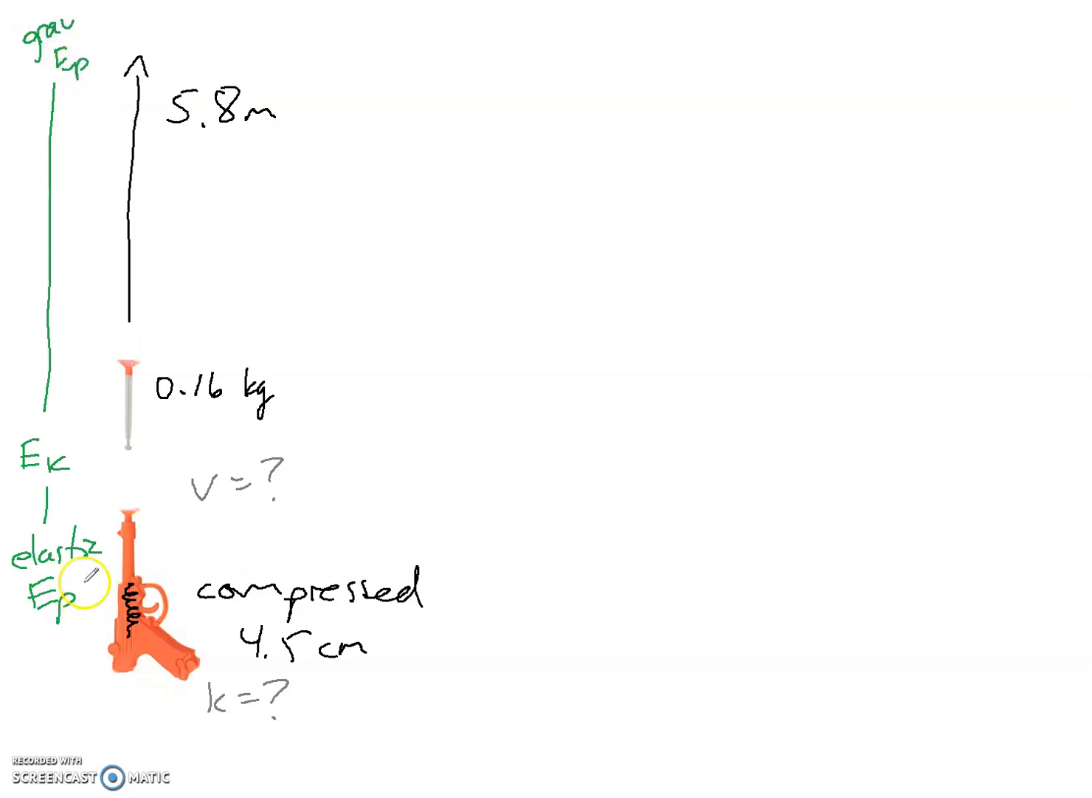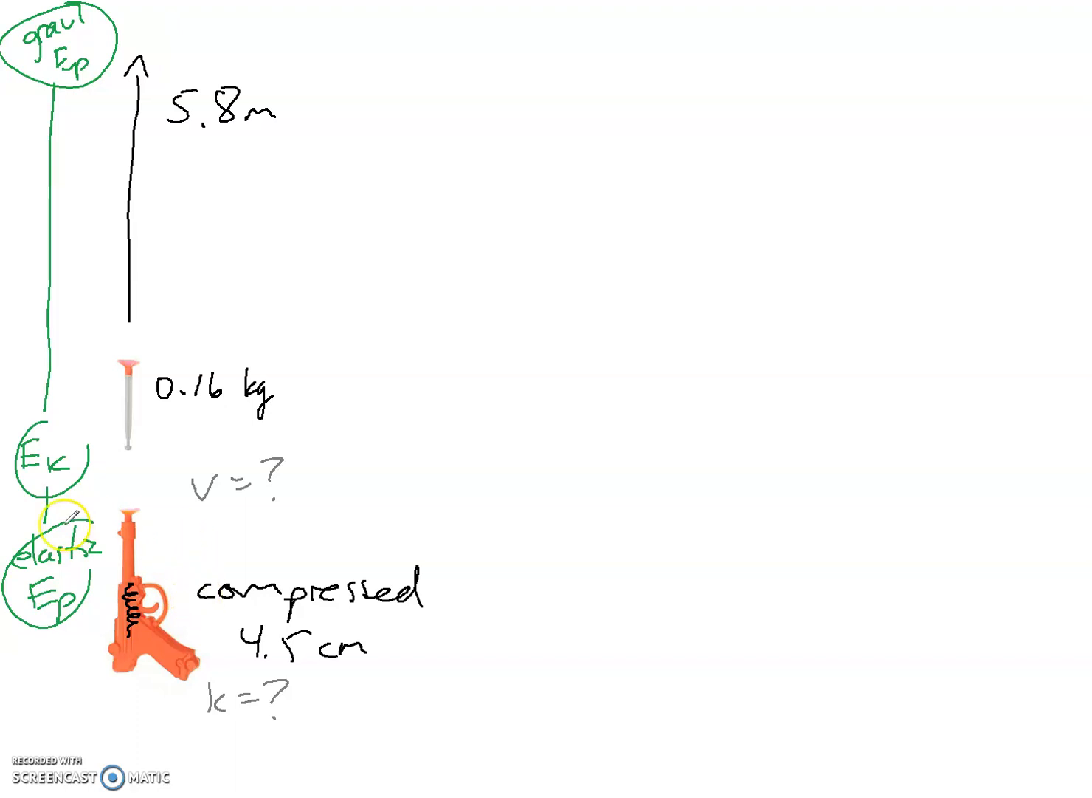At each of these three locations, all three energies have to be equal, because down here it's all elastic energy before it's shot. Right when it's released, it's all kinetic energy. And at the very top, when it's at rest, it's all gravitational energy. So those three energies have to be equal. If I can find energy at one place, I can find energy at all the places.